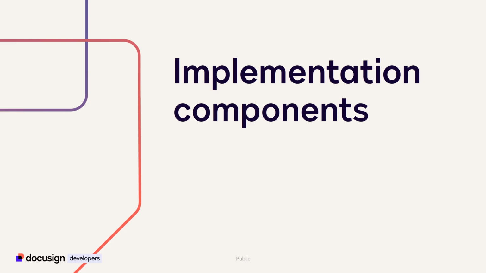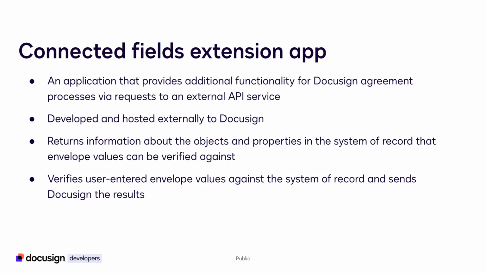Let's take a look at the components of a custom data verification solution. The first component is a Connected Fields extension app. This is an application that provides additional functionality for Docusign agreement processes via requests to an external API service. An extension app is developed and hosted externally to Docusign. It returns information about the objects and properties in the system of record that envelope values can be verified against. It also verifies values against the system of record and sends Docusign the results.